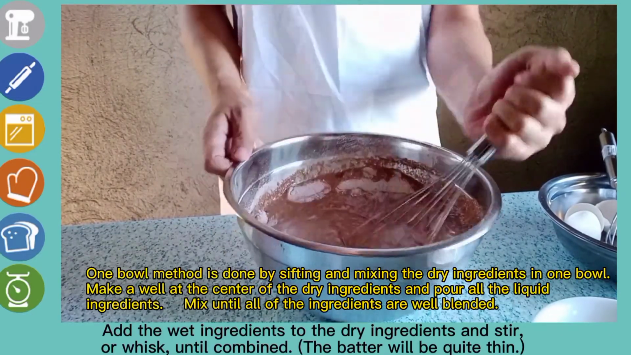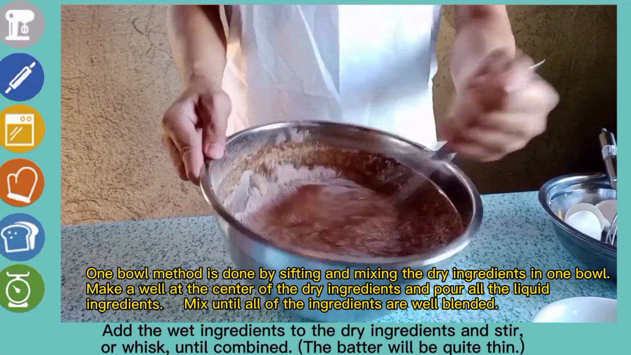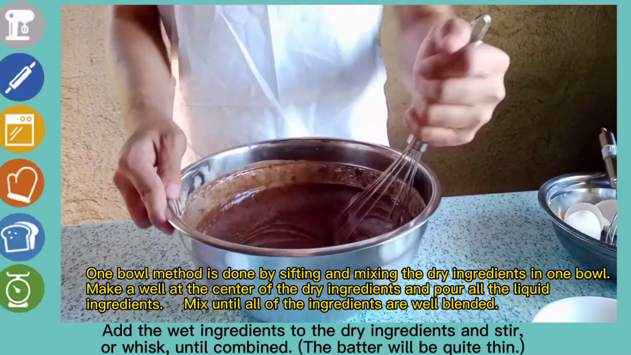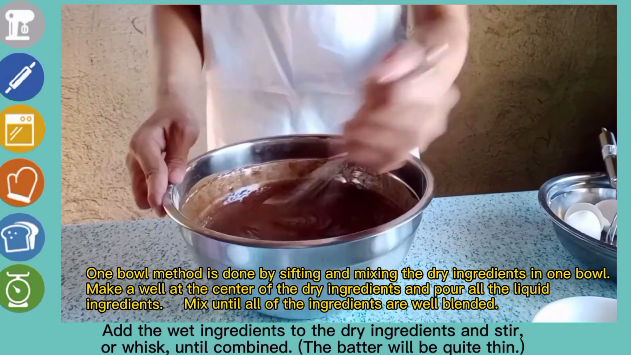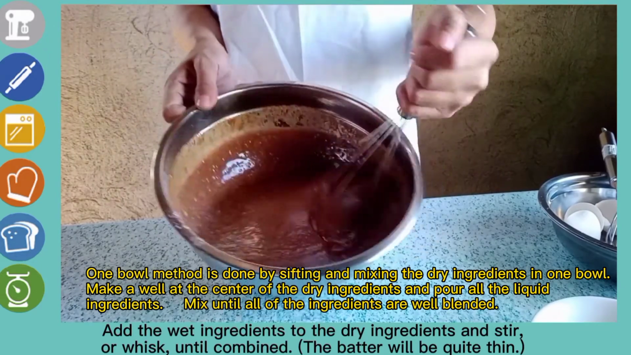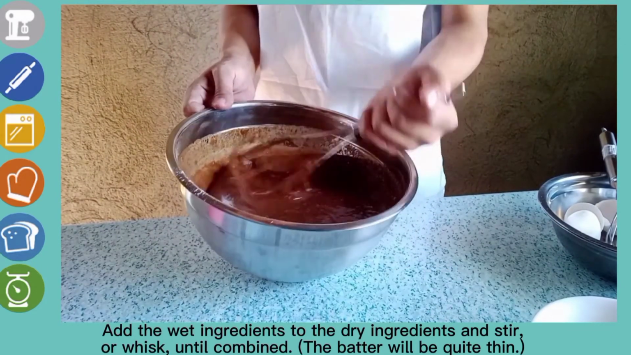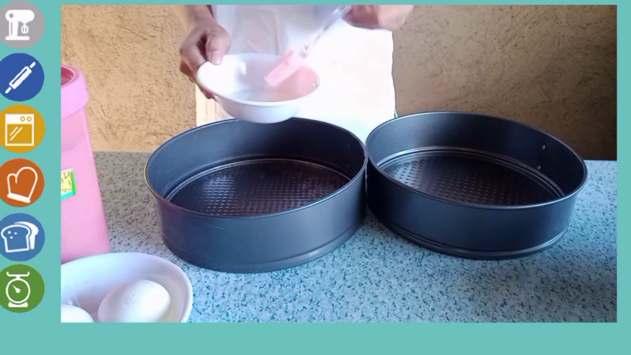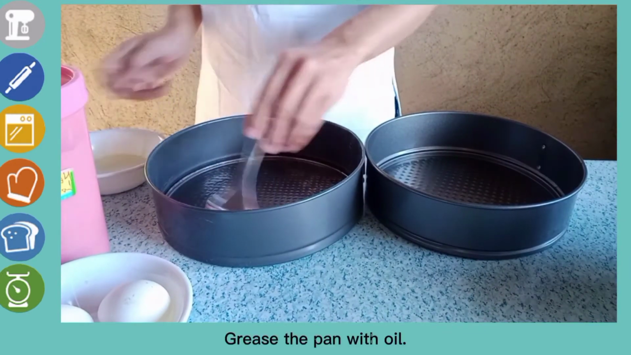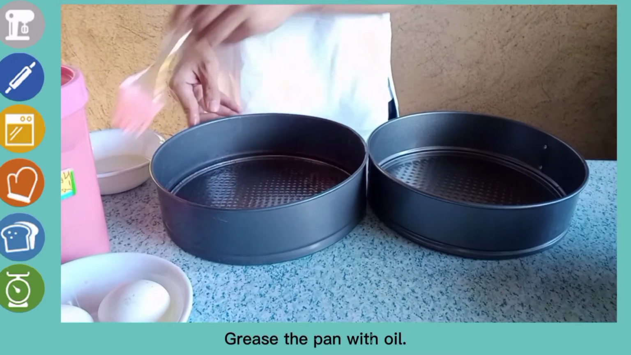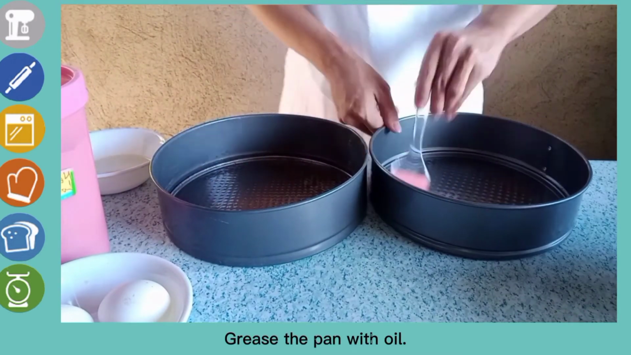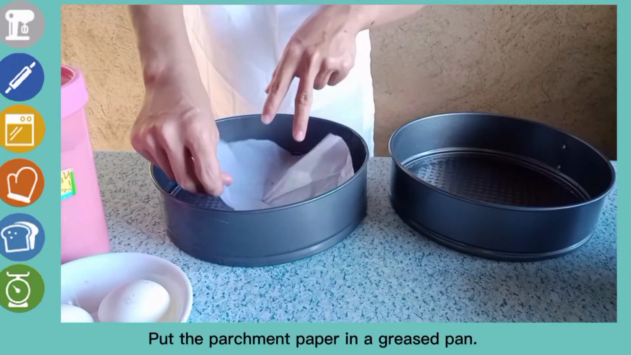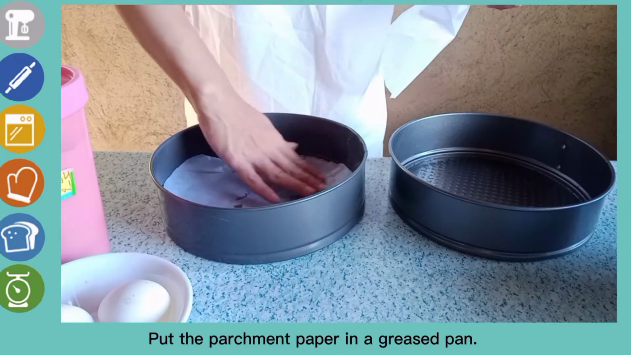One bowl method is done by sifting and mixing the dry ingredients in one bowl. Make a well at the center of the dry ingredients and pour all the liquid ingredients. Mix until all of the ingredients are well blended. Step 4. Grease the pan with oil. Then line the bottoms of the pans with parchment paper. Greasing the pan with oil and putting parchment paper on it will prevent the cake mixture from sticking in the pan.